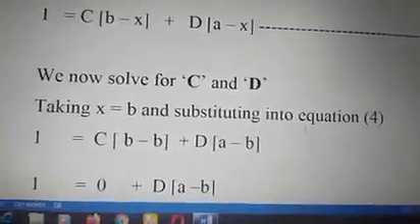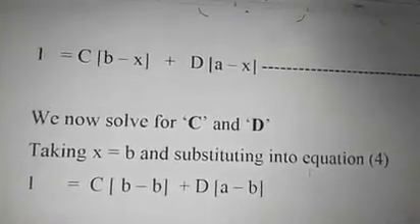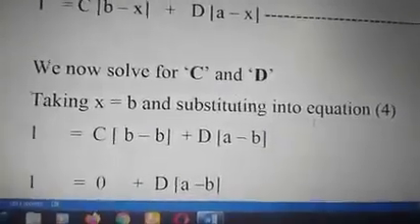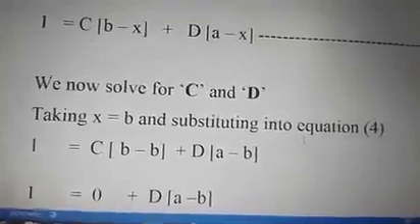C and D. We now take S to be equal to B. The first expression, C into B minus S, replace S with B, so we now have C into B minus B equal to A. Then replace S with B into A minus B. So where you see S here, replace it with B.